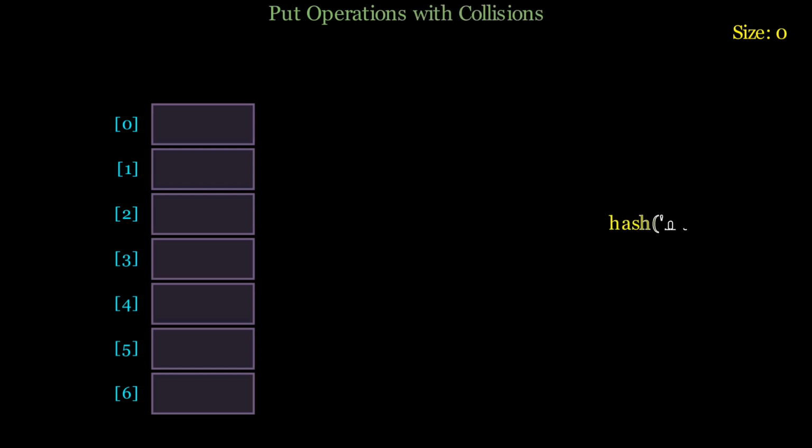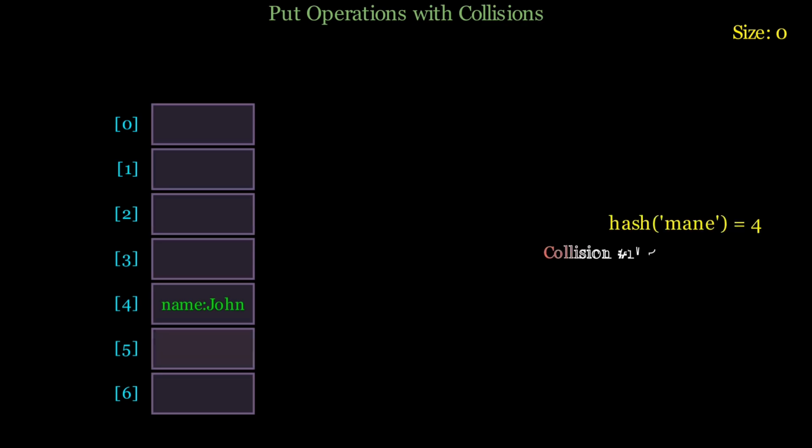Let's perform some put operations that will demonstrate how open addressing handles collision. First, let's add the key name with value John. We calculate the hash by summing the ASCII values and taking the modulus of the table size. For the name, it gives us the index 4, which is empty, perfect for our first insertion.